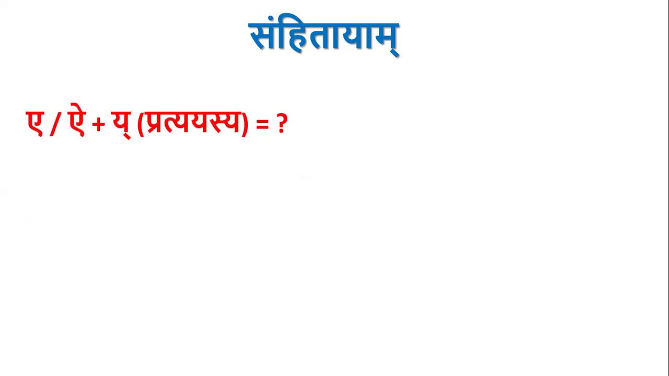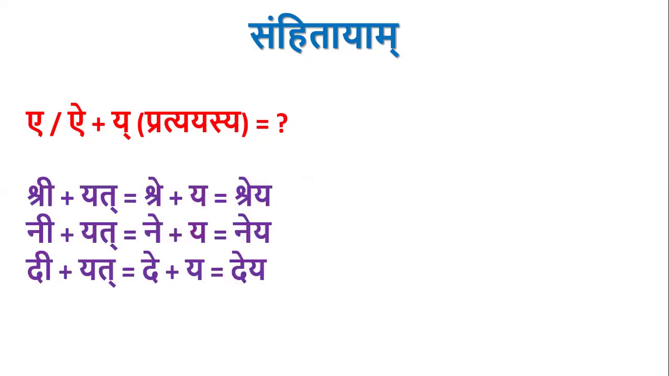The next case is E, or Ai, when followed by a Yakaradi Pratyaya. Is Ayadesha required here? That is the question. So we see the forms in the language. Shri plus Yat: we know that the form is Shreya. The E undergoes Gunadesha because of Yat, so Shre plus Ya, it is Shreya. The form which is there in the language is Shreya. It is not Shrayya. If it were Shraya, then Ayadesha would be required for that.